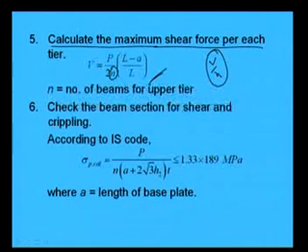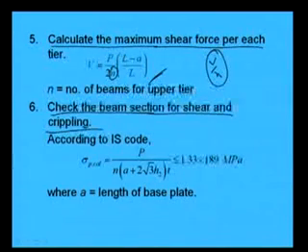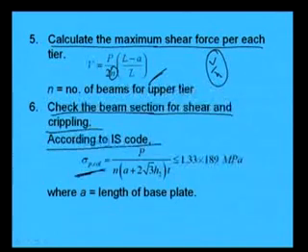Next, what will we do? Check the beam section for shear and crippling. Here chances of crippling will be there, right, because of concentrated load. So, we will check the beam section for shear and crippling, and according to IS code we know that sigma p calculated will become this formula as per the code provision.